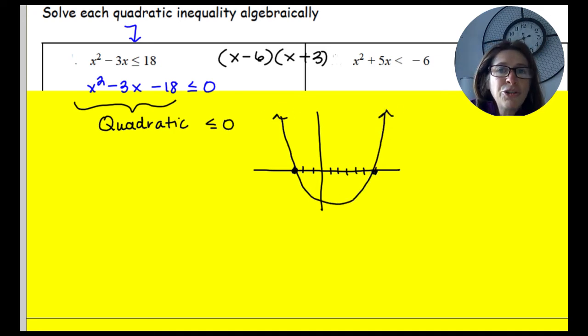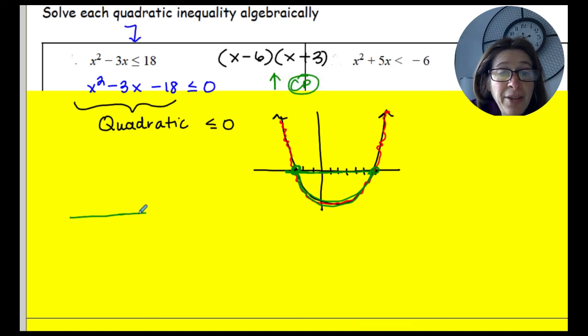I don't know the vertex. I'm not asking you to do it graphically. But what I do know is that the quadratic, if I call the quadratic this red line, is less than 0 from here to here, right? This is where it's less than 0. So we call these 2 points where it hits 0 critical points. So if I want to do this algebraically, first I'm going to factor the equation to find the critical points. I call them the CPs.